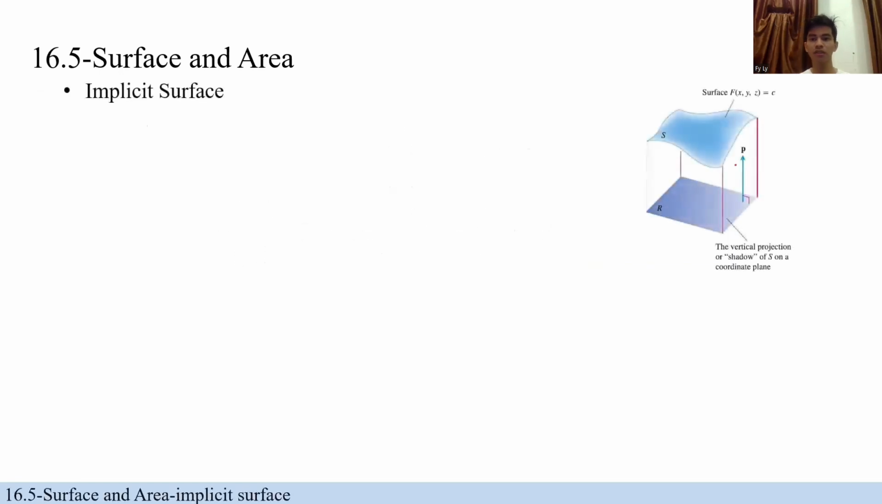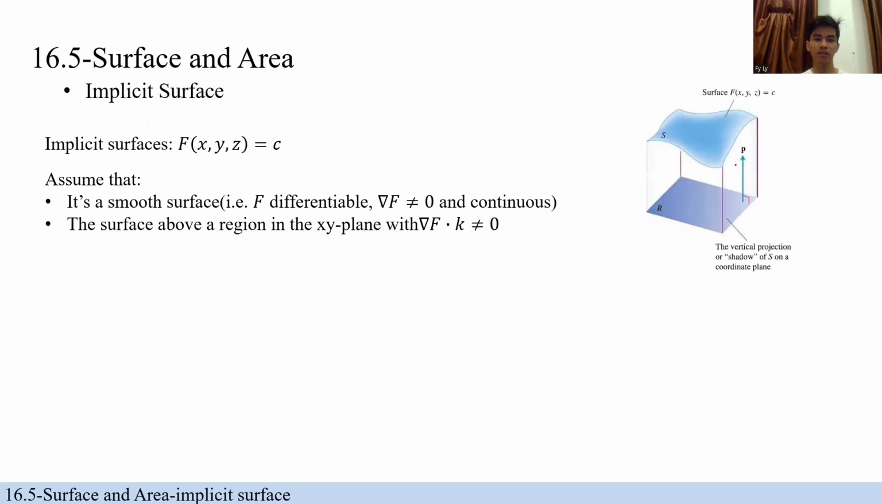So now let's take a look at implicit surfaces. An implicit surface is a function f(x, y, z) equal to c. Let's assume that it is a smooth surface and f is differentiable, the gradient of f is never 0 and it's continuous. And second, the surface is above the region in the xy plane, with gradient f dot k never 0.